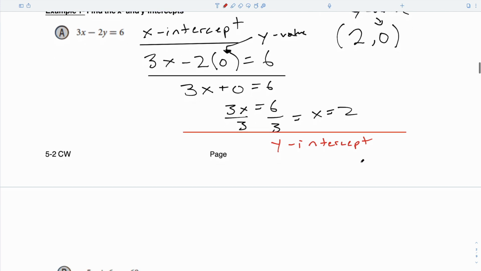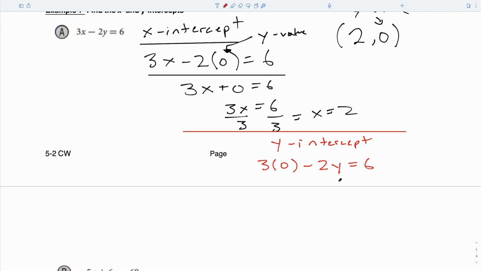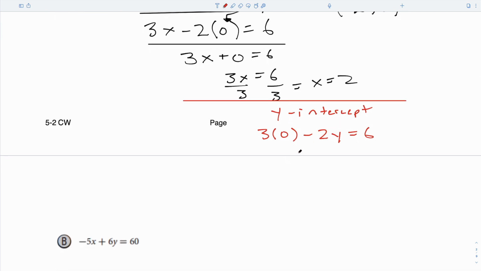For what? X or y? Yeah, if we want to find y, we're going to cancel out the x. So 3 times 0 minus 2y. We're reversing this one, and you're going to figure out that y is left over, and y is the only variable that we're solving for. That turns into negative 2y equals 6.